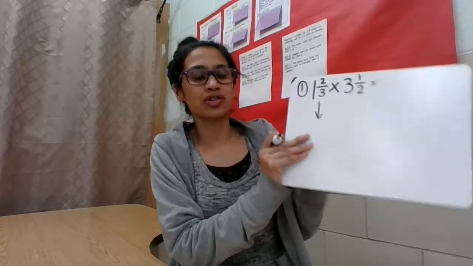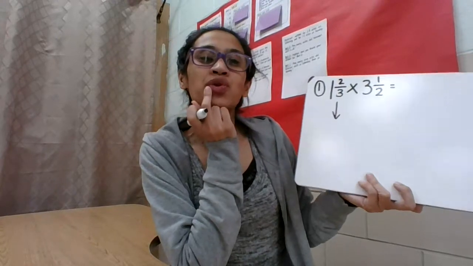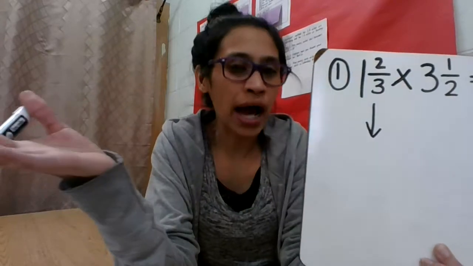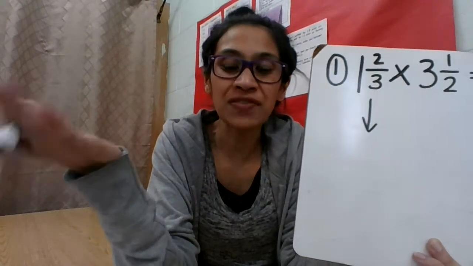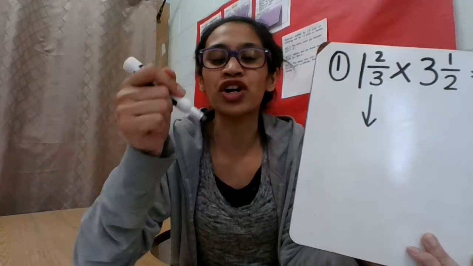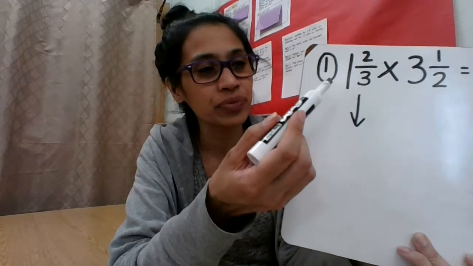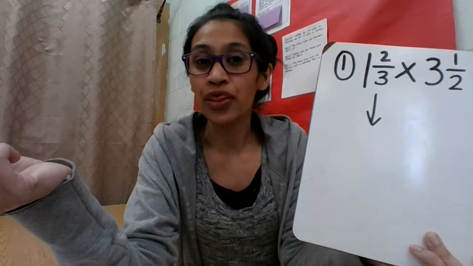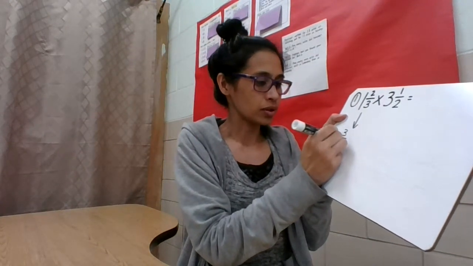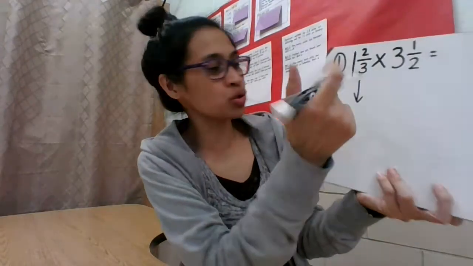I have 1 and 2/3. Now, this 1 is, we need to make that into a fraction. So what fraction is 1 equal to? Well, 1 will be equal to 2/2, 3/3, 4/4, 5/5, 6/6, 7/7, whatever fraction that has the same numerator and denominator, they're always equal to 1. But because I have 2/3 here, the best fraction to use would be what? 3/3. So this 1 is the same thing as 3/3. Okay? And then I have that 2/3 right there.